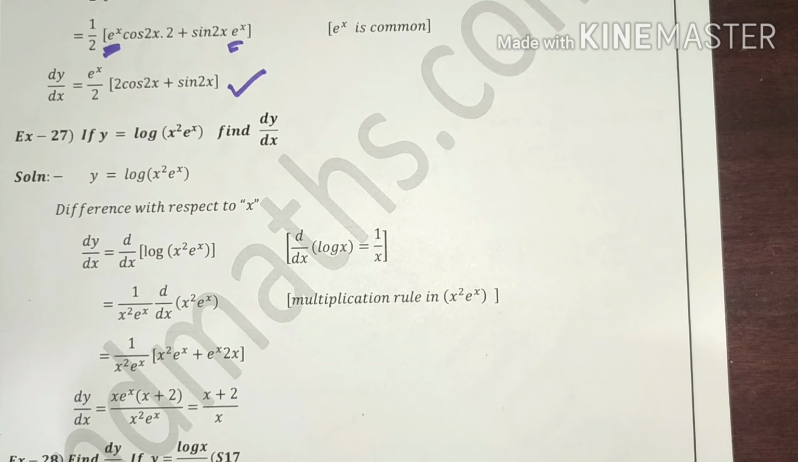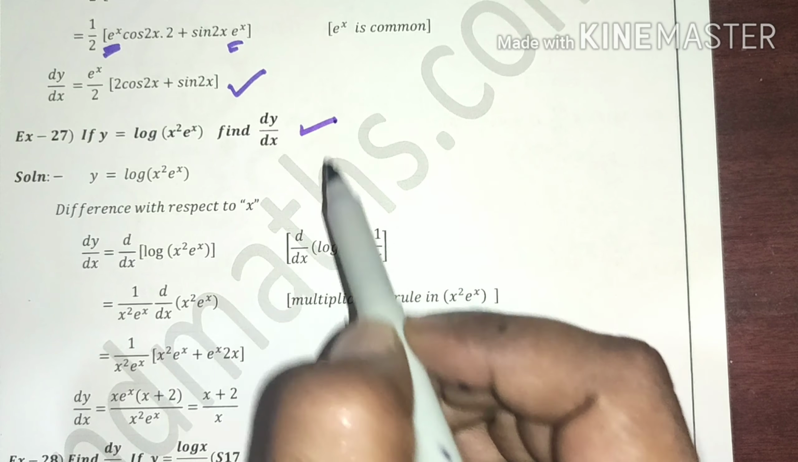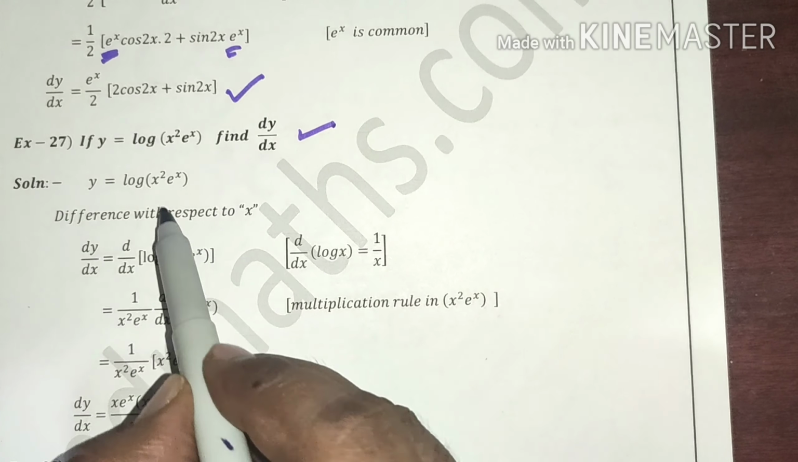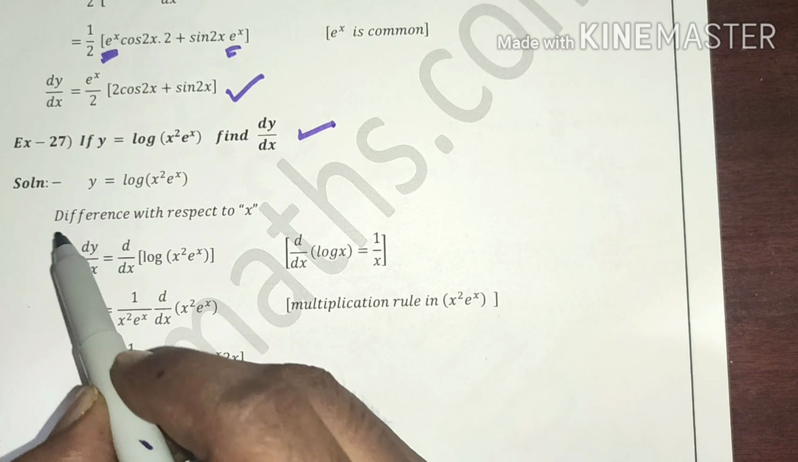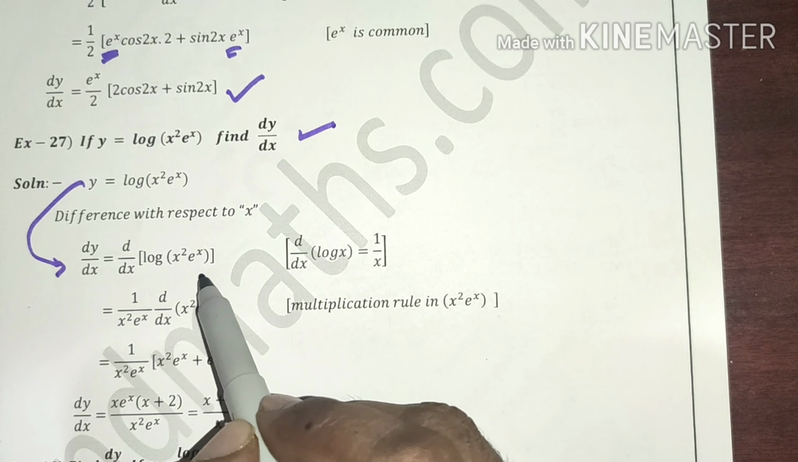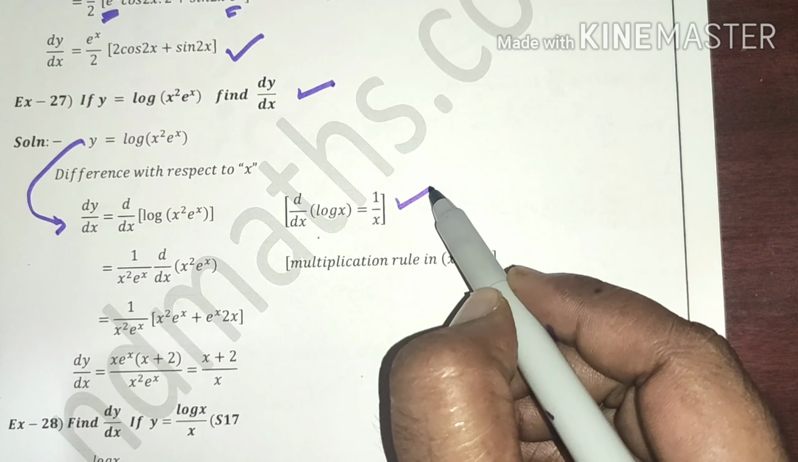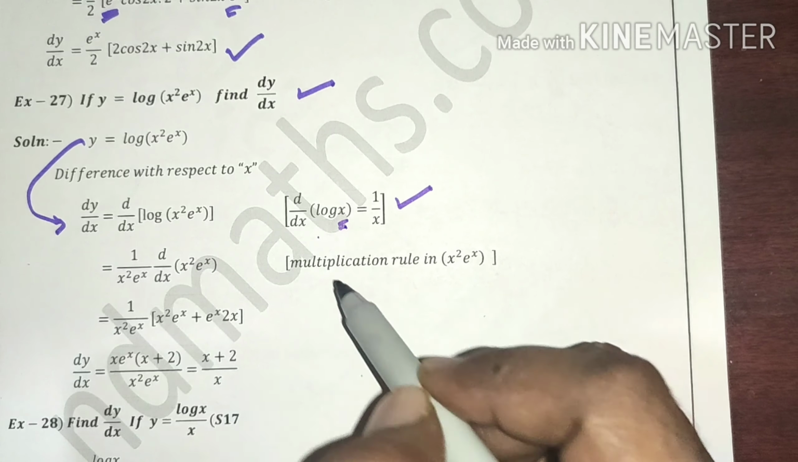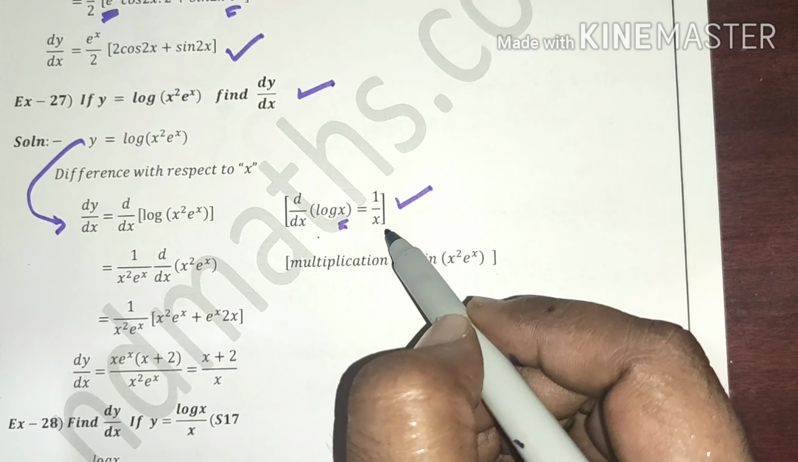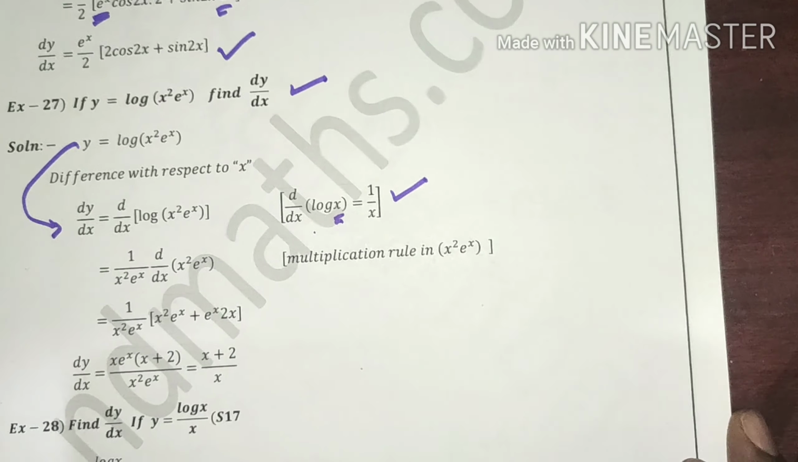See example number 27. y equal to log of x square e raised to x, find dy by dx. Differentiate with respect to x. As we know, the derivative of y is dy by dx. d by dx of log of x square e raised to x. See here, we know that the derivative of log x is 1 upon x, which means whatever is inside the log goes down, and after that its derivative. Whatever is inside the log will come down.